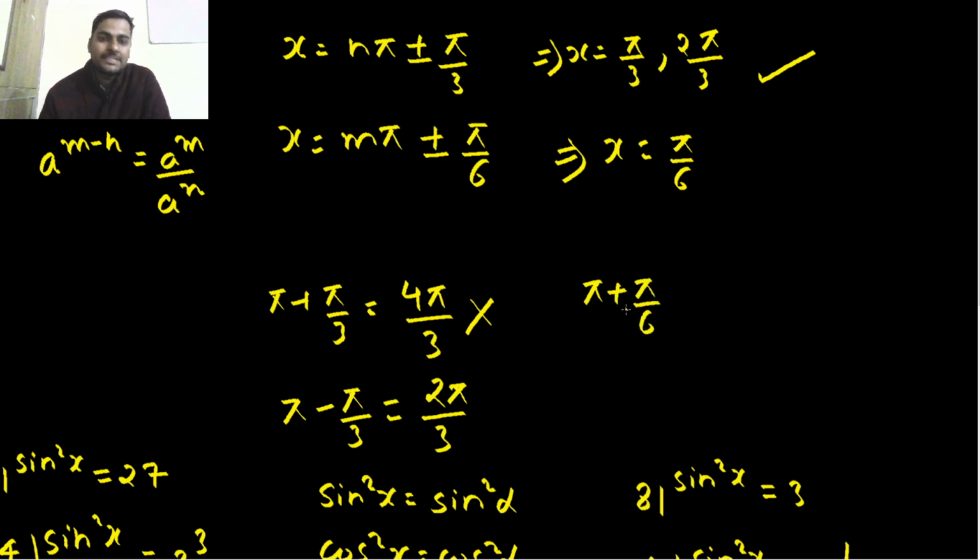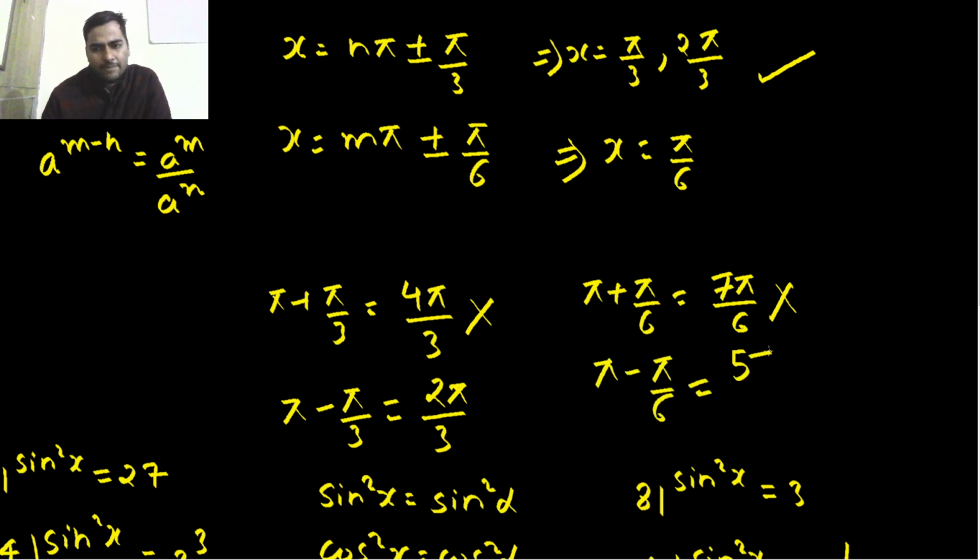Because this will become 7 pi by 6. Again, 7 pi by 6 is greater than pi. And what are the other values? Pi minus pi by 6. I think you will accept this because this is 5 pi by 6. Pi by 6 is 30, 30 into 5, 150 degrees. Fine. Accepted.